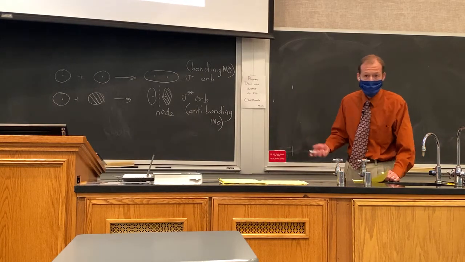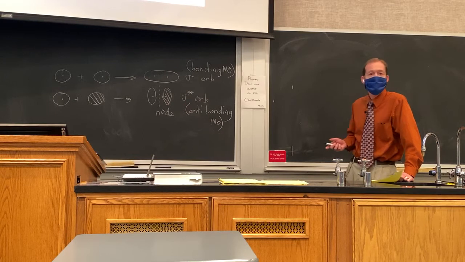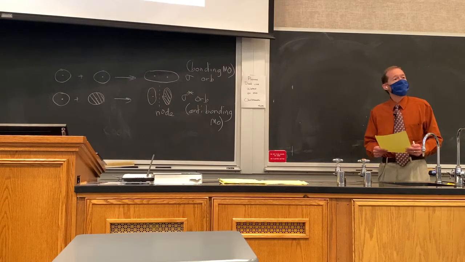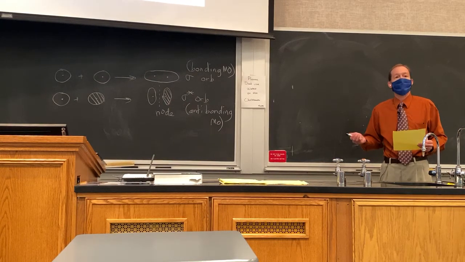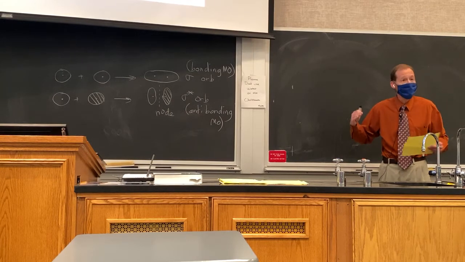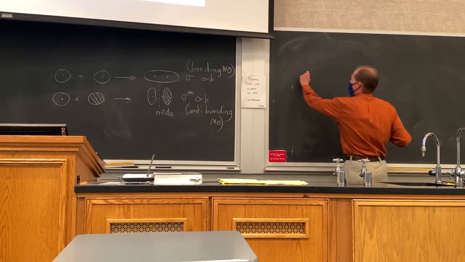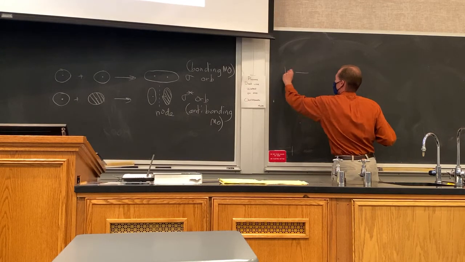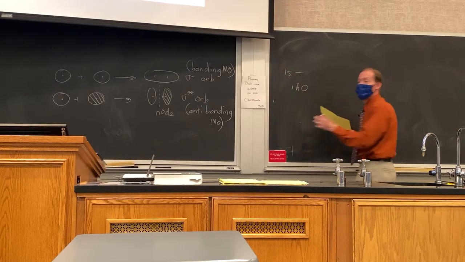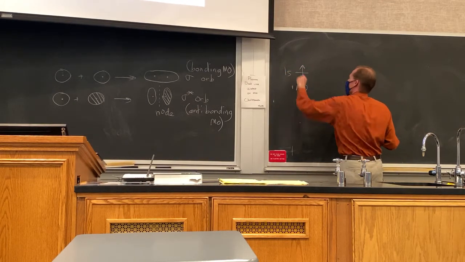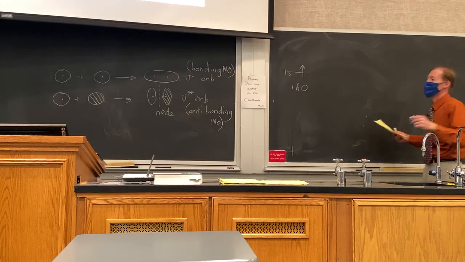Okay? We'll come back to this in a moment, but first, let's draw an energy diagram. Each of these orbitals has an energy level, and we have our atomic orbitals, our 1s atomic orbital from one of our hydrogens. It has one electron in it, in just a hydrogen atom.